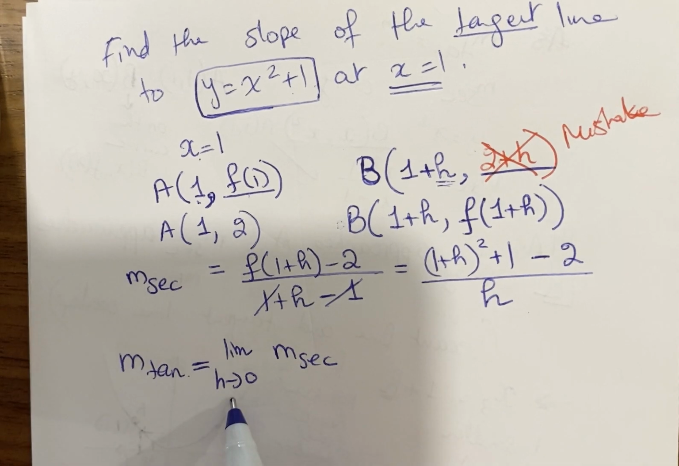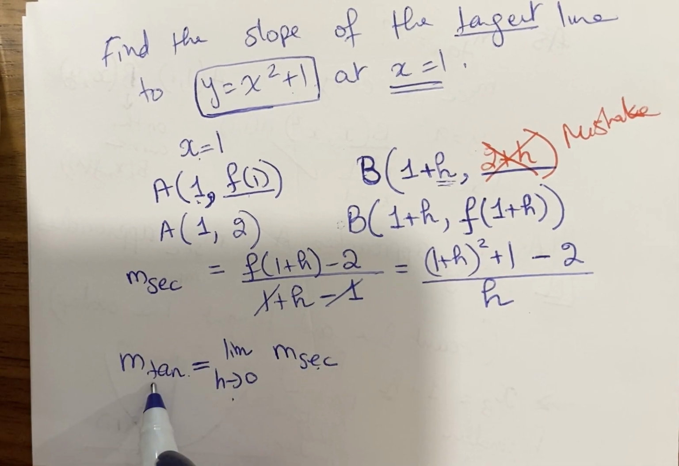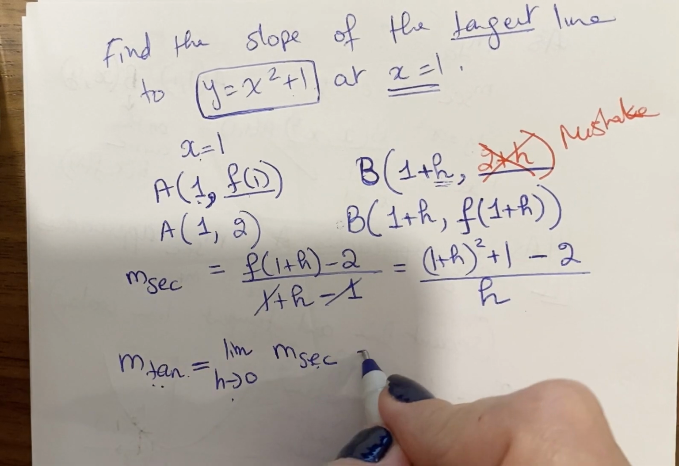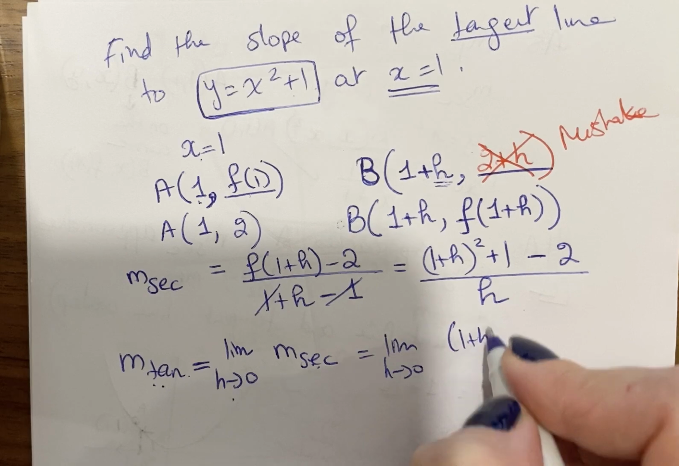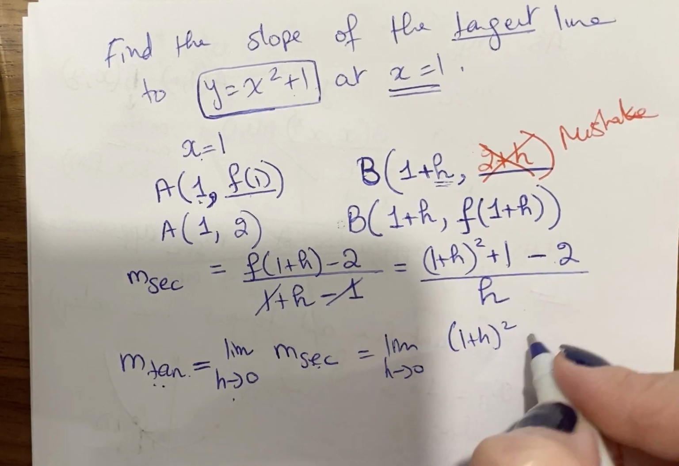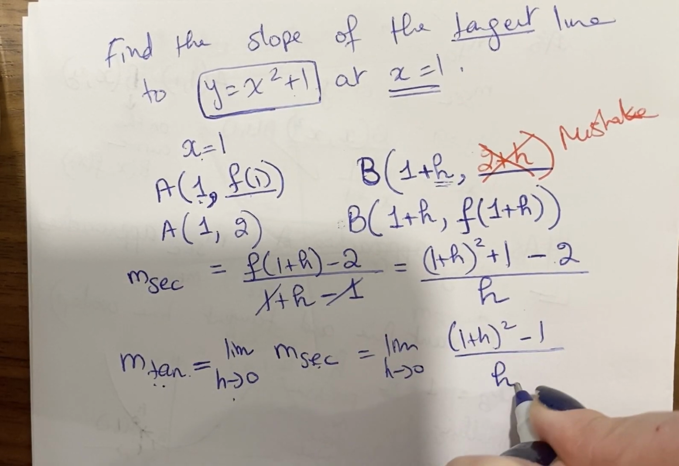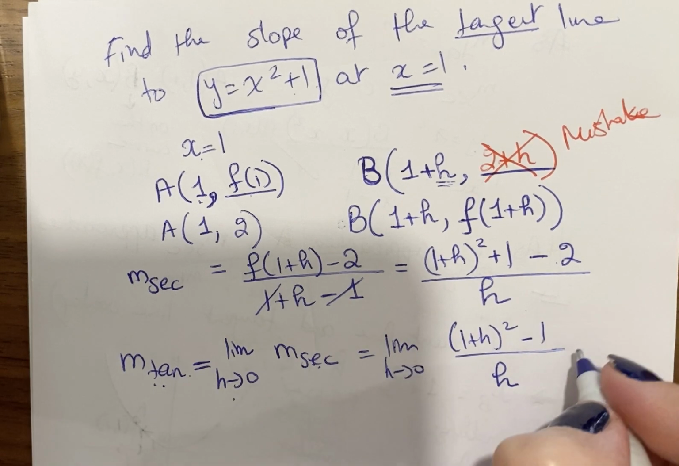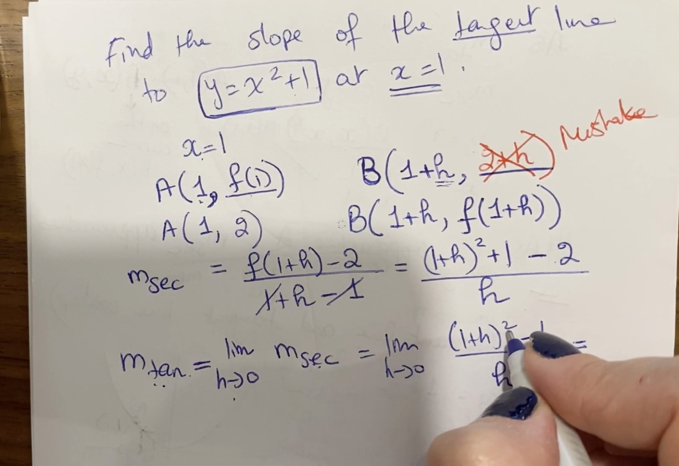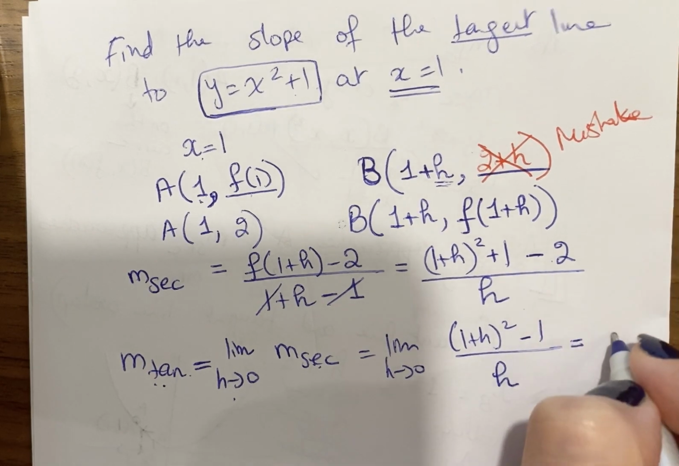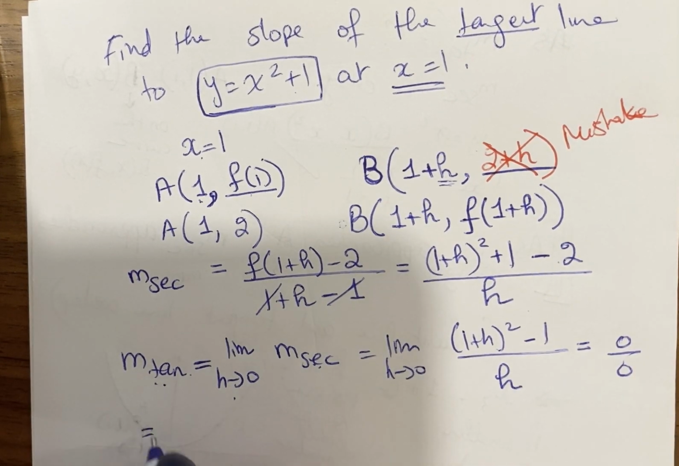So when h approaches 0, the secant and the tangent will overlap, which means the slope of the secant will approach the slope of the tangent. So it's finding this limit: (1 plus h) squared plus 1 minus 2, which is minus 1, over h. How do we find limits? We first try substitution. 1 plus 0 squared, 1 squared minus 1, 0 over 0. We need more work. We are used to such examples.